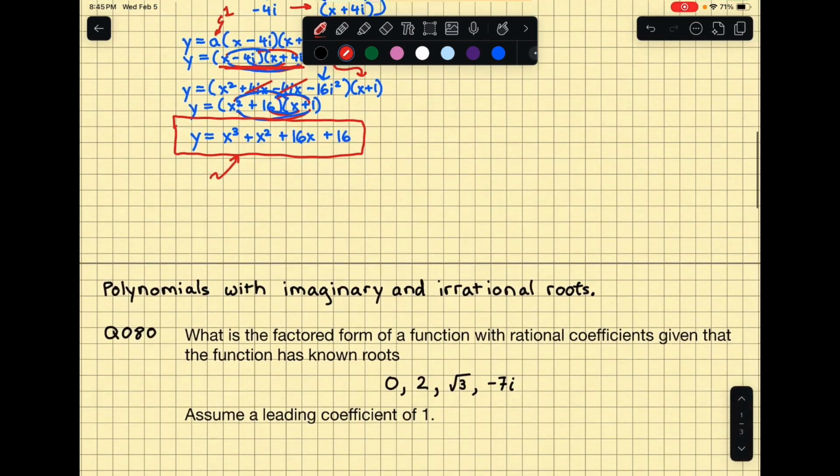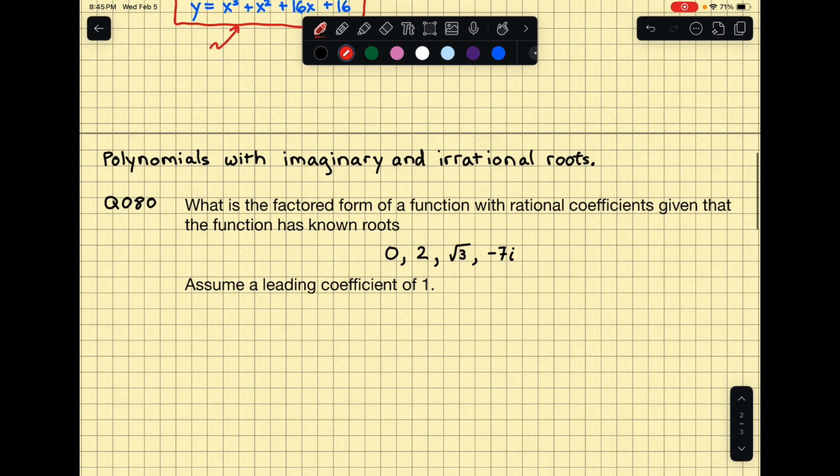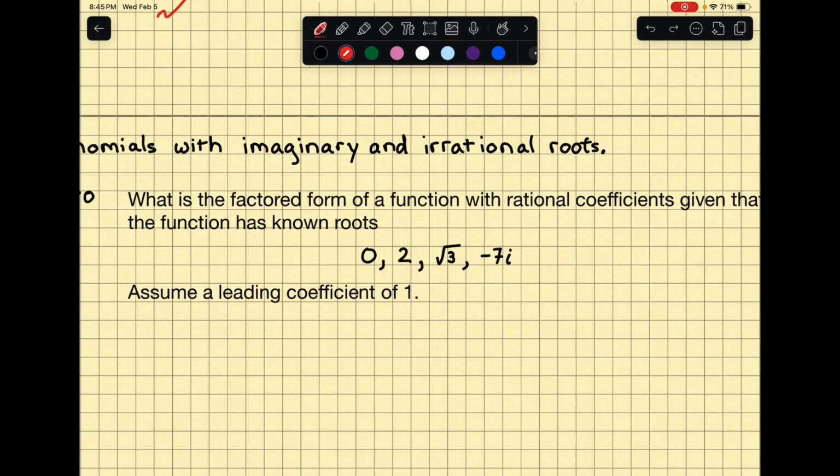Let's do one more question type. I know this video is running long, but thanks for dealing with me on this one. This is question type 80. And question type 80 has to do with combining imaginary and irrational roots, so this is going to be fun.